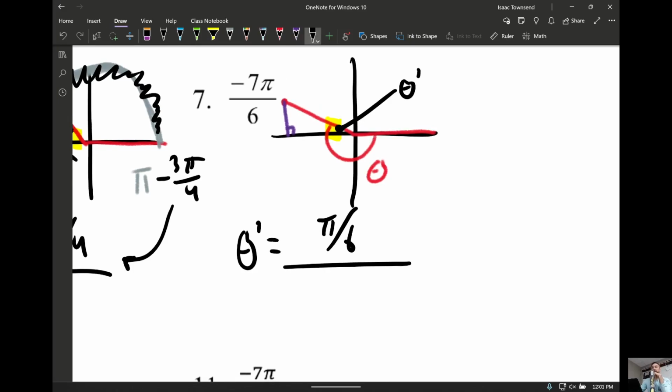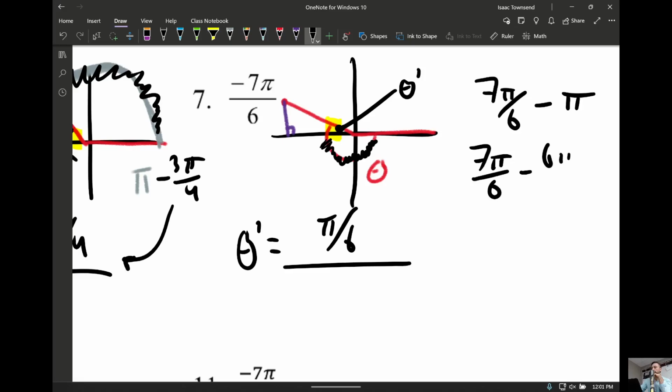If you don't see why it's that, you could see that this red angle, this full turn was 7 pi over 6. And if you went back and subtract off all the stuff that's not part of the reference triangle, that would be pi. So take an angle you know, subtract off how much is not the reference angle, and it should leave behind how much is the reference angle.